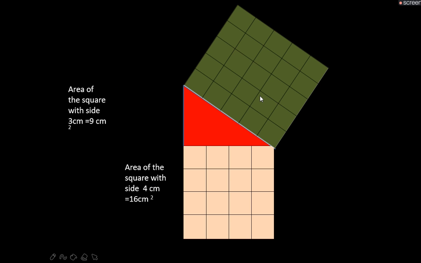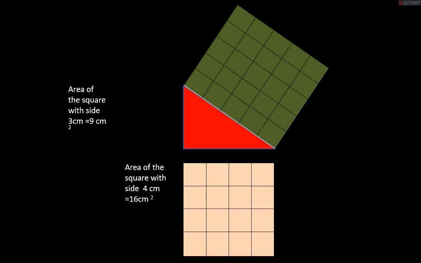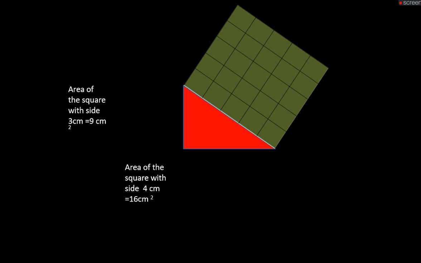Now, the activity says that if we take out the base and perpendicular squares and try to fix them on the hypotenuse square, the areas of the perpendicular and the base combine and become equal to the area of the hypotenuse. Let us take out the perpendicular and fix it on it. So 9 squares are covered.